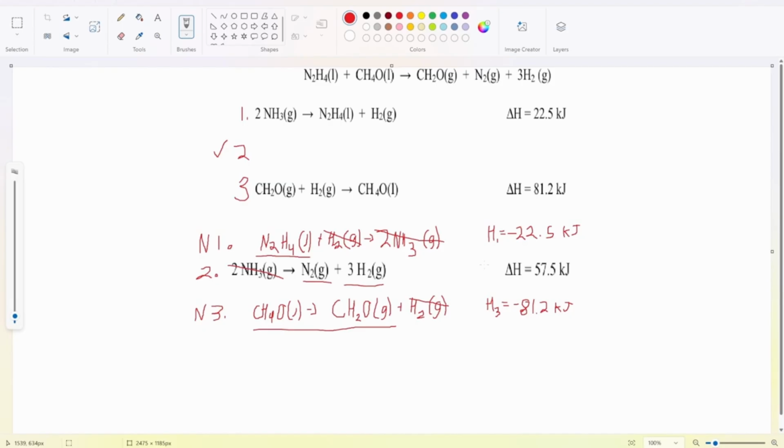So we have to add them all. So it would be negative 22.5 minus 81.2, which equals negative 103.7. And you have to add 57.5, which when you do all of that, when you add them all, you get delta HR equals negative 46.2 kilojoules.